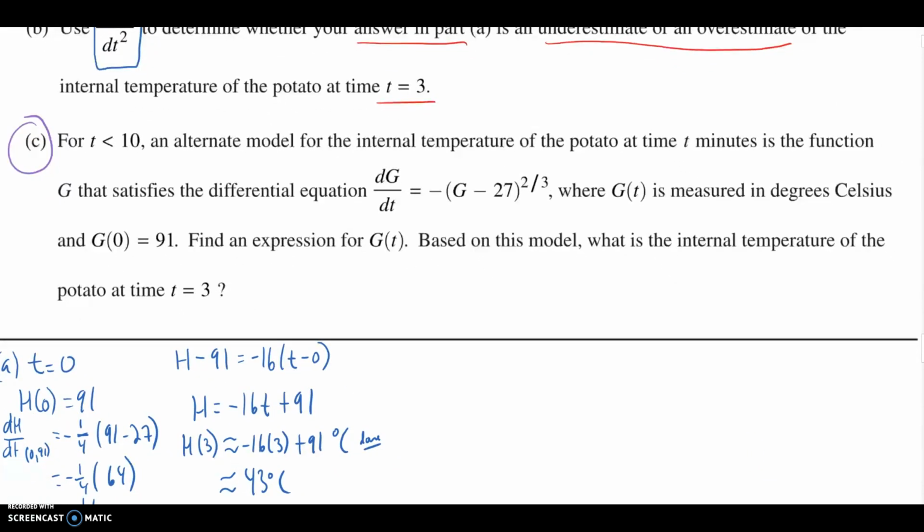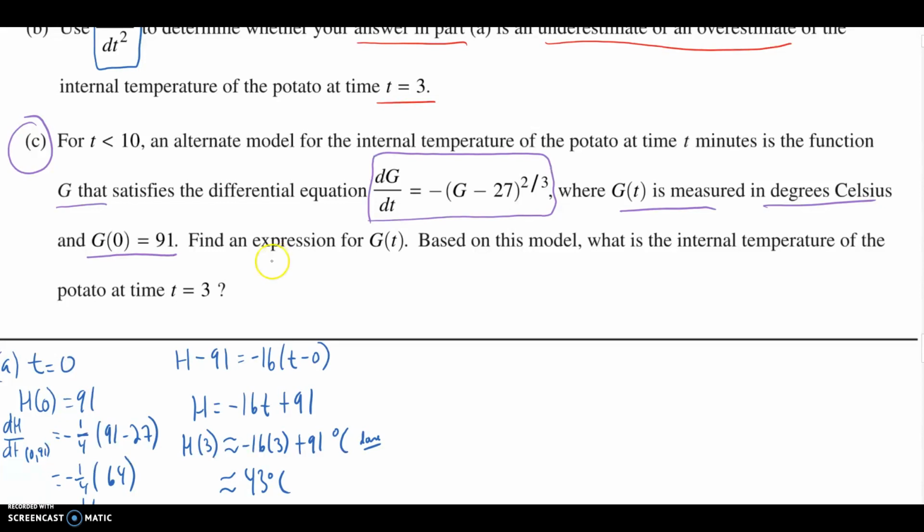And in part C, for t less than 10, an alternate model for the internal temperature of the potato is the function g that satisfies the differential equation dg dt equals negative quantity g minus 27 to the 2/3. G of t is still measured in degrees Celsius, just like h was, and g of 0 is still 91. It's the same initial condition.